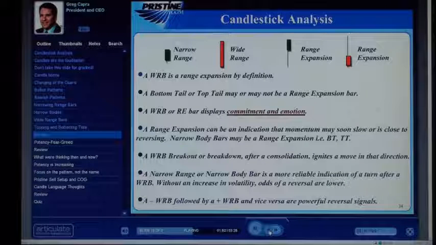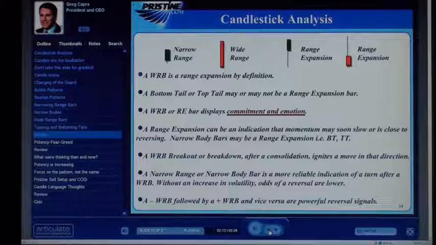There was strong demand coming out of that consolidation, many buyers overcoming whatever sellers there were, or very few sellers, and a wide range bar formed. In the case of a breakdown, we want to see a bearish wide range bar igniting a move to the downside when we short breakdowns.